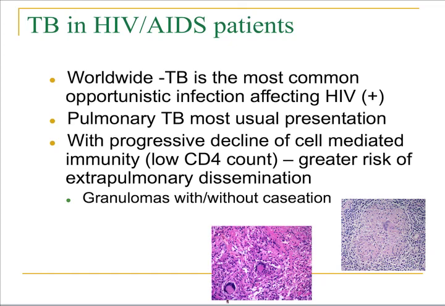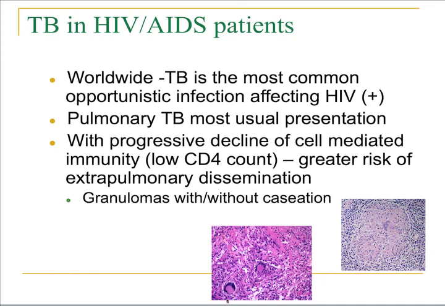The next slide discusses TB and HIV and AIDS. Worldwide, TB is the most common opportunistic infection affecting HIV-positive individuals. Pulmonary TB is the most usual presentation, but with progression of HIV and decline of cell-mediated immunity, particularly as the CD4 count drops, there is greater risk of extrapulmonary dissemination. You can also see granulomas possibly without caseation in this patient group.